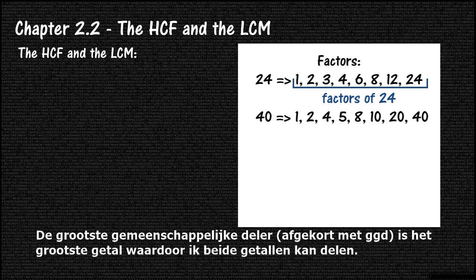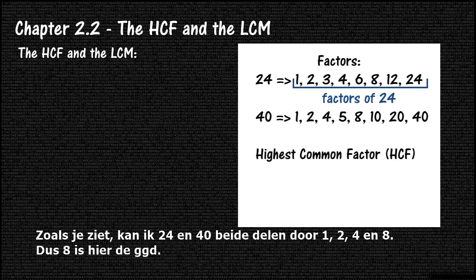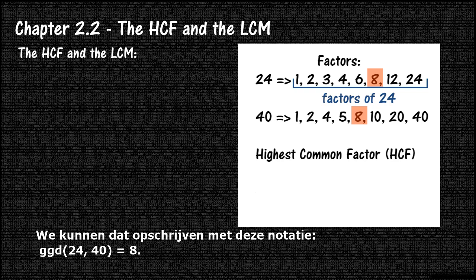The highest common factor, or HCF for short, is the biggest number I can divide both numbers by. As I can divide 24 and 40 both by 1, 2, 4 and 8, that means that 8 is the HCF. We can write this with this notation.